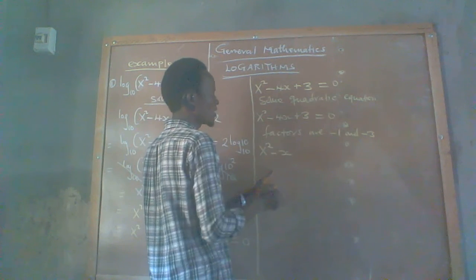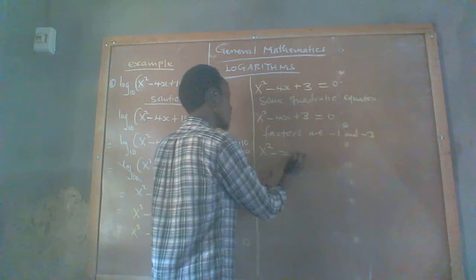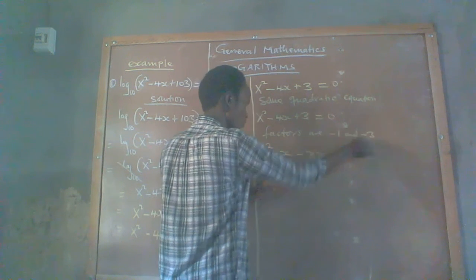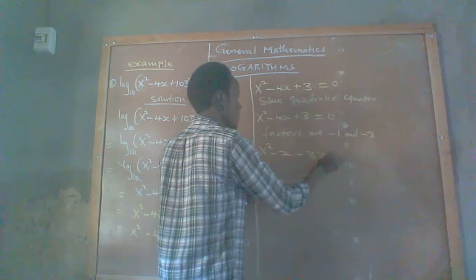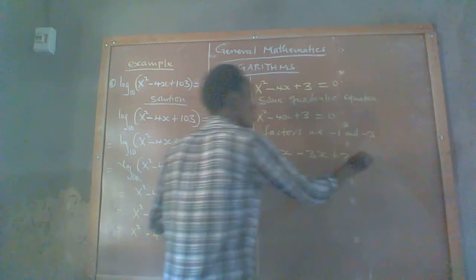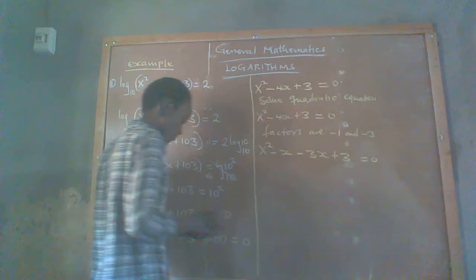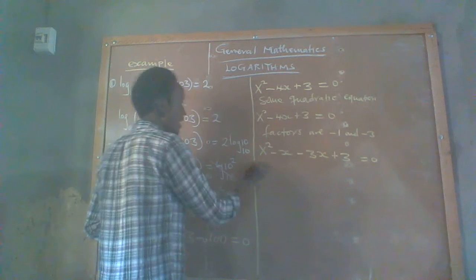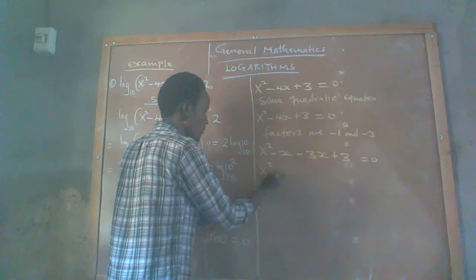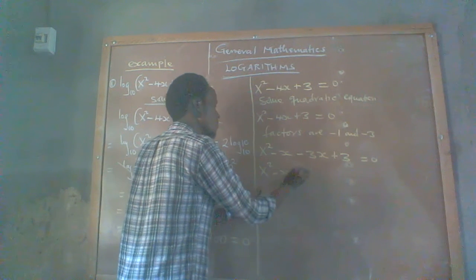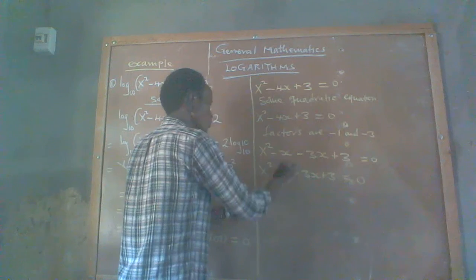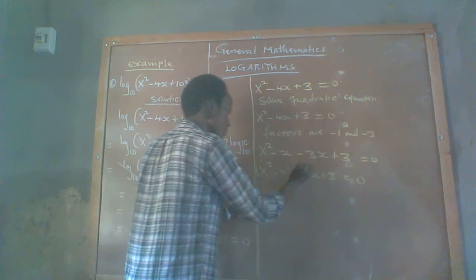Then from there we have negative 3x. Instead of 3, it's going to be 3x plus 3, all equal to 0. Alright. x square minus x minus 3x plus 3 equal to 0. We are now going to group them. Listen to this.